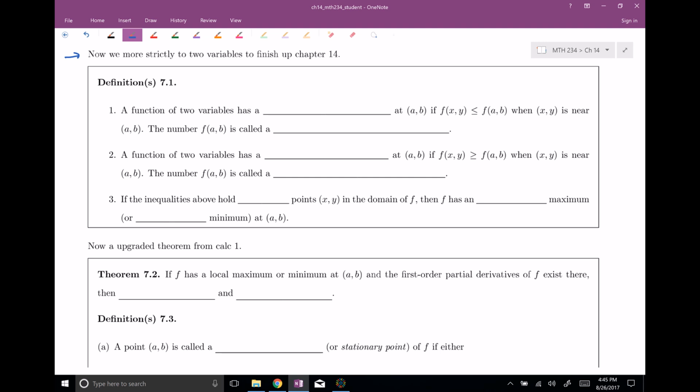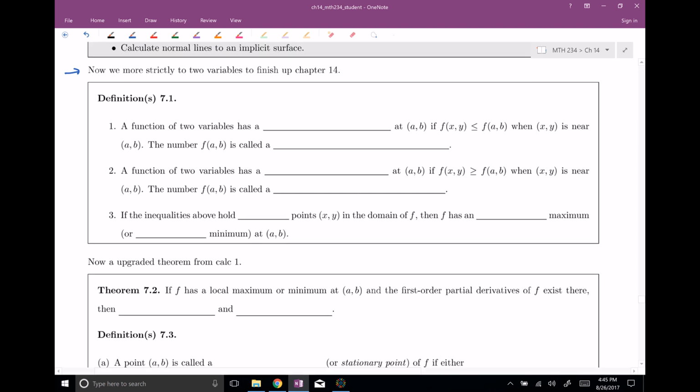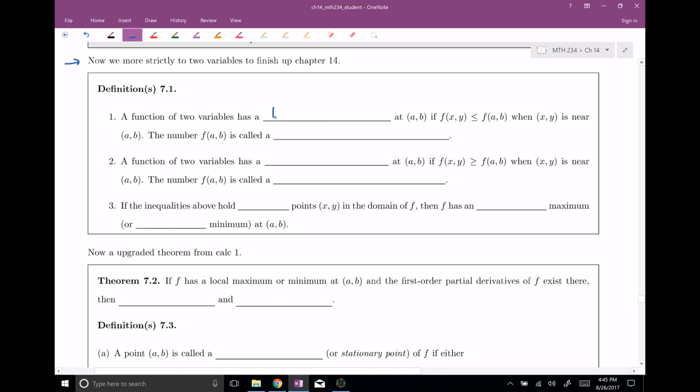All right, so quite a few definitions. The first one: a function of 2 variables has a local maximum at a point (a, b) if it's the biggest thing around, right? So f(a, b) is bigger than or equal to any other f(x, y), where (x, y) is near (a, b). Then that number, f(a, b), is called the local maximum value.